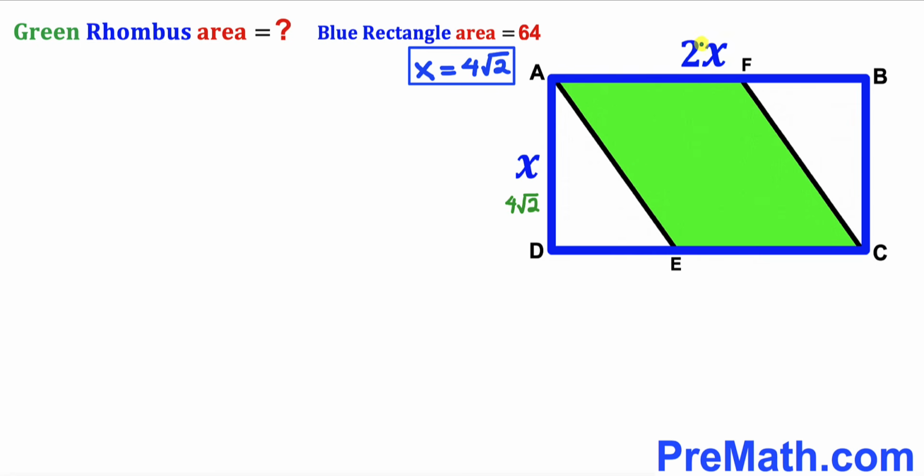And the other side AB length is going to be 2 times x, meaning 2 times 4 times square root of 2, which gives us 8 times the square root of 2 units. And if this side is 4 times square root of 2, then this side is going to be 4 times square root of 2 as well. And likewise this CD length is going to be the same as 8 times the square root of 2.